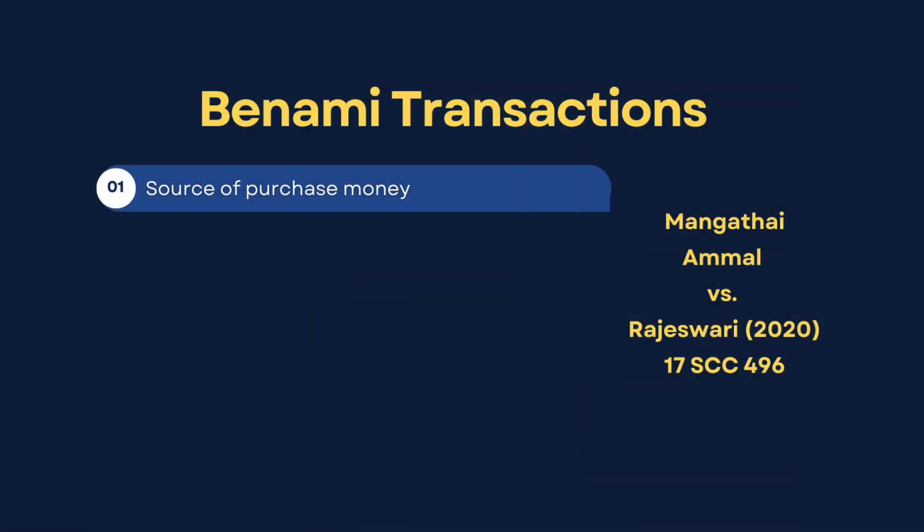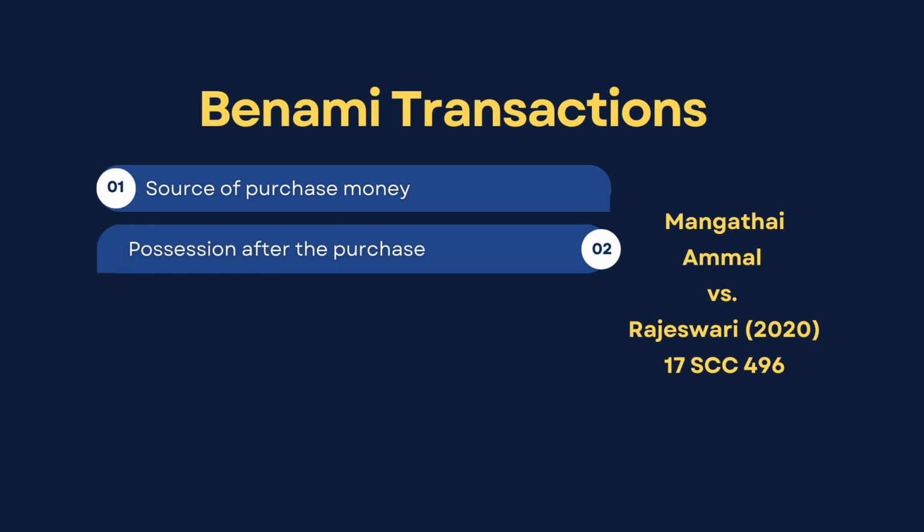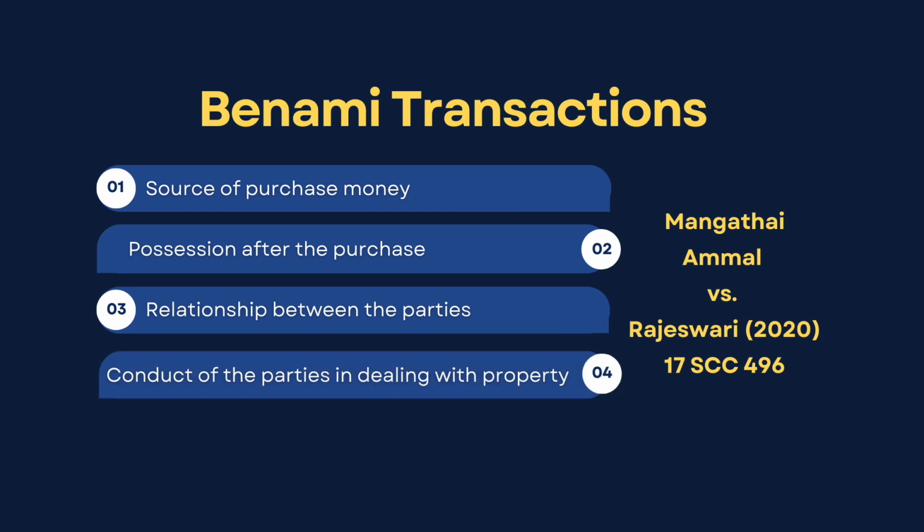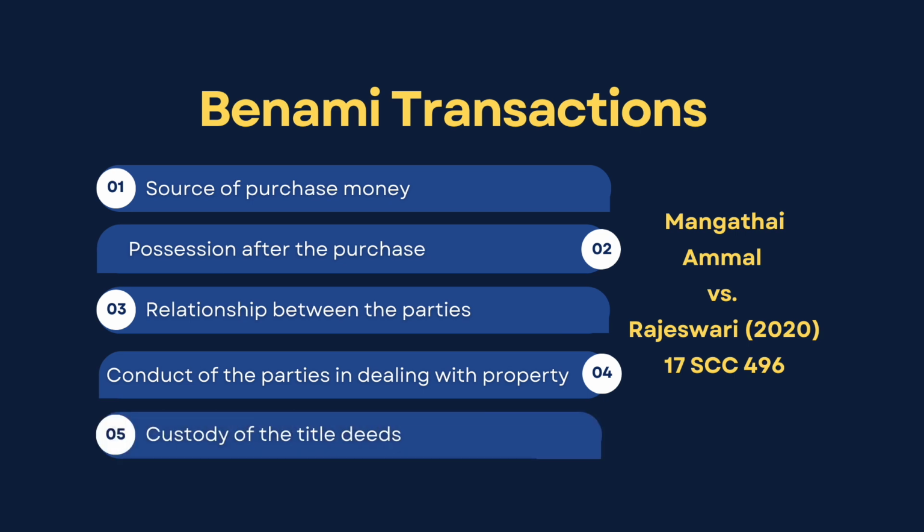Now, the Supreme Court of India in Mangatbhai Amal versus Rajeshwari, a 2020 decision, outlined some of the key factors that are taken into consideration to decide the question of ownership. 1. What is the source of purchase money? 2. Who had the possession after the purchase? 3. The relationship between the parties. 4th, the conduct of the parties themselves in dealing with the property. 5th, who has the custody of title deeds.